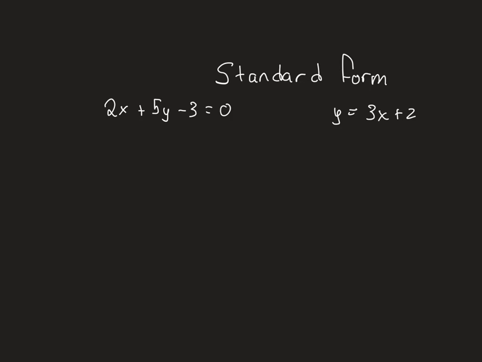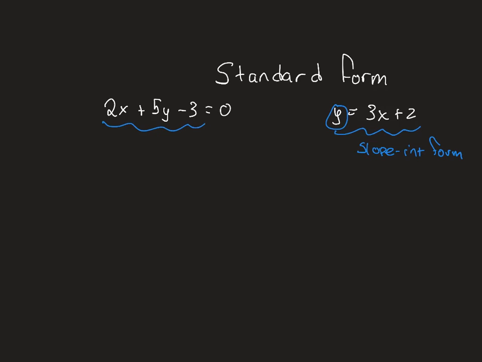Now, we're going to first begin with looking at the difference here. Obviously, you remember this from last lesson. This is slope-intercept form. So, how do we compare? Well, you look here in slope-intercept form, the y is by itself.